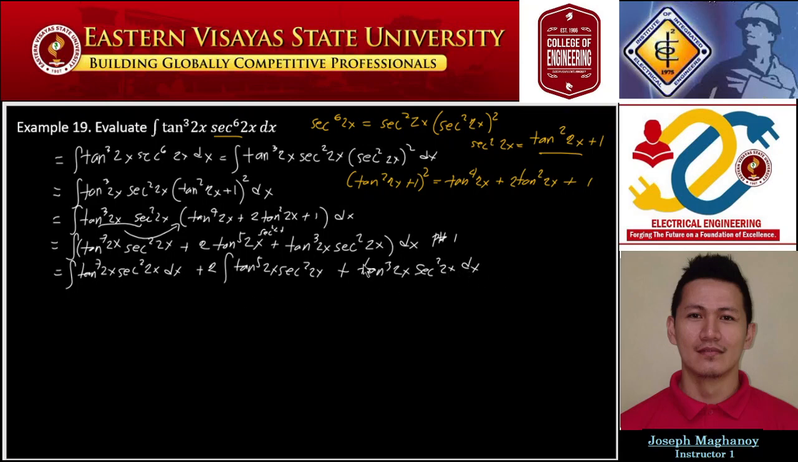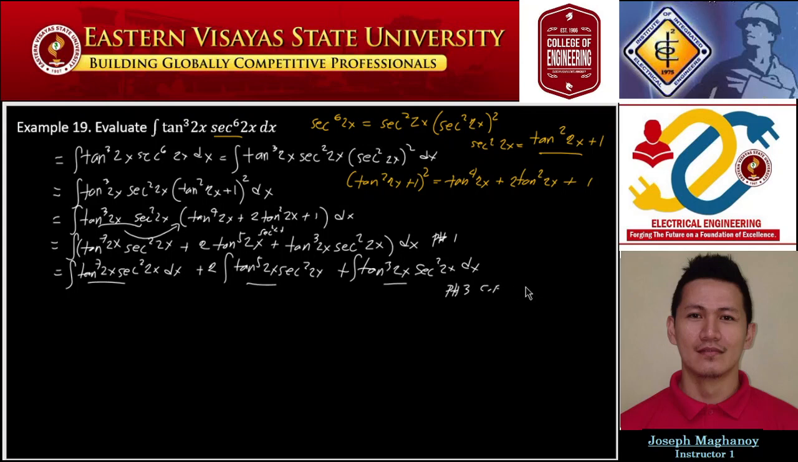So we have 3 terms. We have the 1st term, 2nd term, and 3rd term. But observe again, they have a common format: tangent and secant, tangent and secant, tangent and secant. All of them only differ in their power. So we can determine our property number 3.